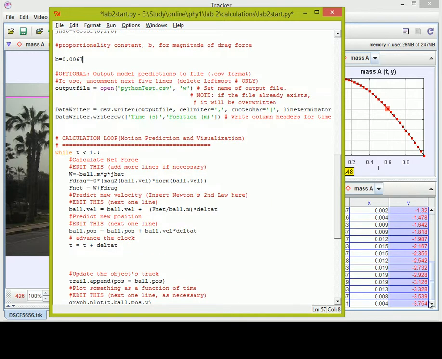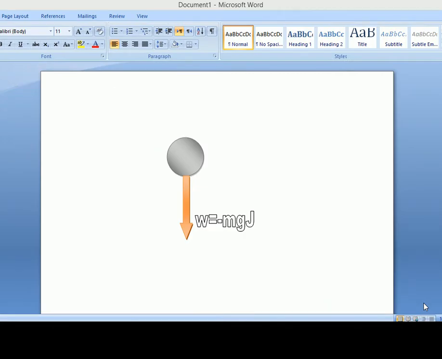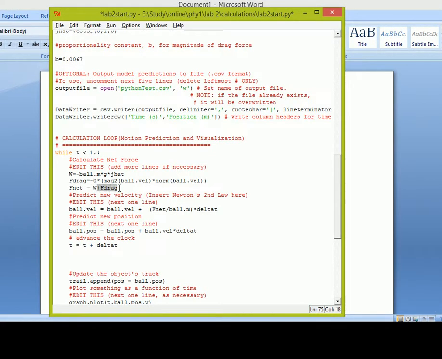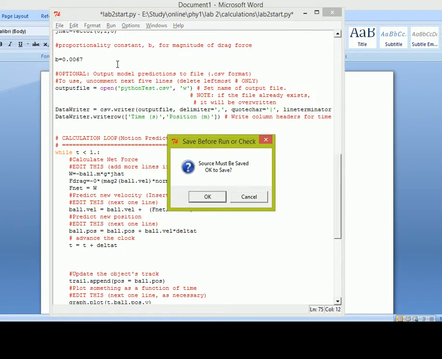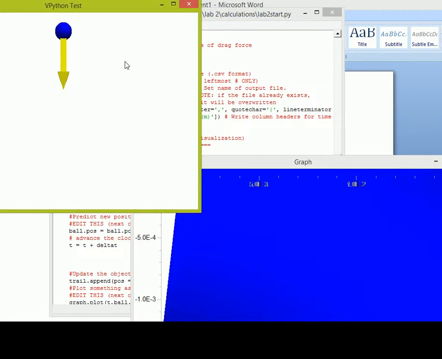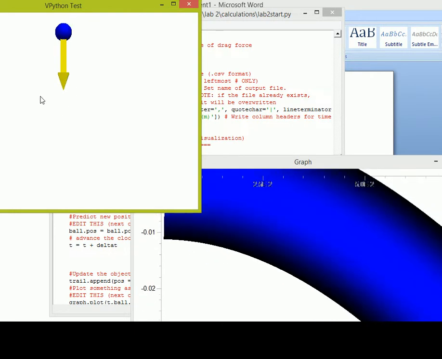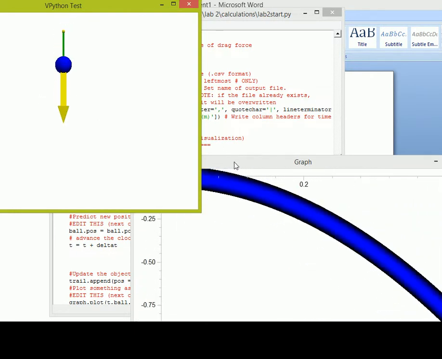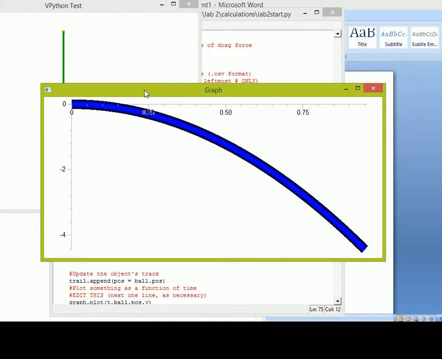Now let's take a moment to see what forces we should include in our model. First, let's assume it's only one force, the weight force. W equals negative mg j hat. Okay, let's apply this. Let's set F net equals W, only the weight force. Let's just ignore this line here and run this. This arrow here represents the weight force, and this is the position versus time graph.